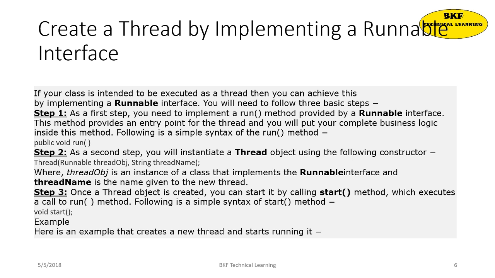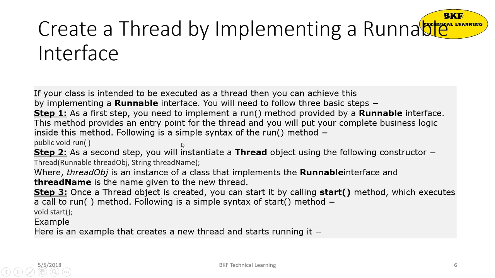Create a thread by implementing a runnable interface. If your class is intended to be executed as a thread, then you can achieve this by implementing a runnable interface. You'll need to follow 3 basic steps. Step 1. You need to implement a run method provided by a runnable interface. This method provides an entry point for the thread and you'll put your complete business logic inside this method. Following is a simple syntax of the run method: public void run.